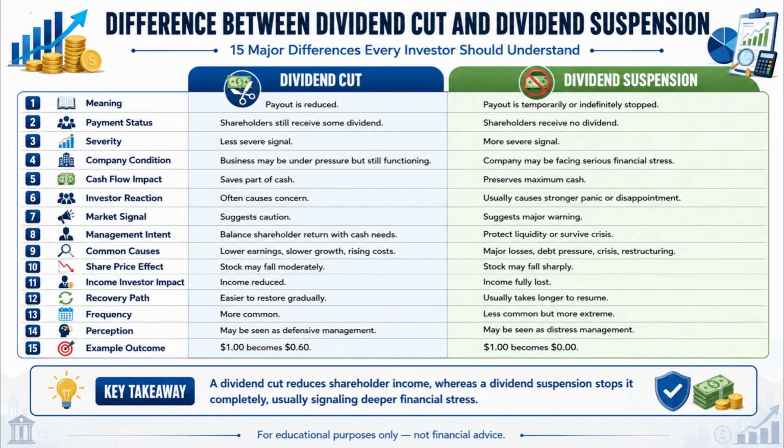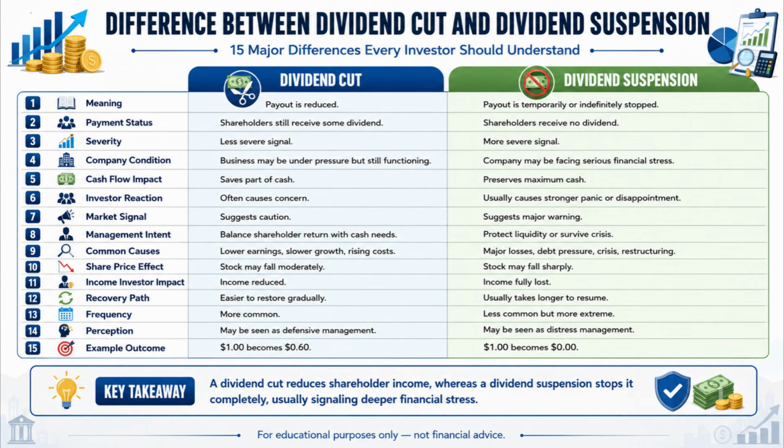Number 8. Management uses a dividend cut to balance shareholder returns with cash needs, whereas management uses a dividend suspension to protect liquidity or survive a crisis. Number 9. Common causes of a dividend cut include lower earnings, slower growth, or rising costs, whereas common causes of a dividend suspension include major losses, debt pressure, crisis, or restructuring.